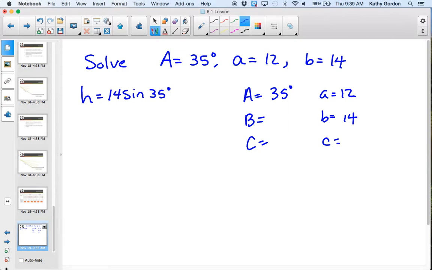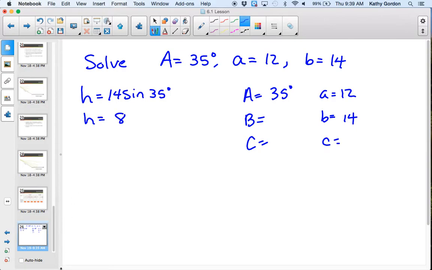So the little formula we came up with was H equals B sine A. B always represents the adjacent side, the one not opposite our angle. So 14 is the one that's not opposite, and then we take that times sine 35. So what does that end up giving us? About 8.